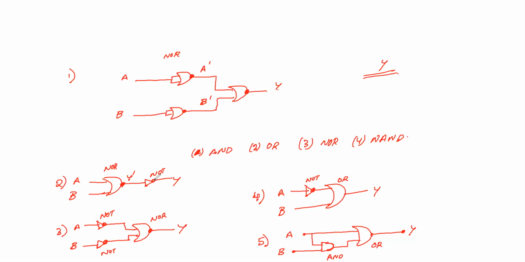So for the first one, is it 0001? First one, one minute, let me check it. Yes, ma'am, correct. First one, the output is 0001, correct. Good. So which gate is it? It is your AND gate, correct? This is your answer. Good. So second one. It is a NOR gate, it is Y dash, and we have connected a NOT gate here.